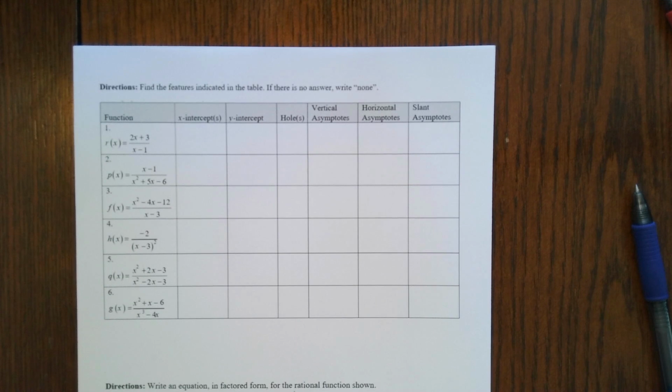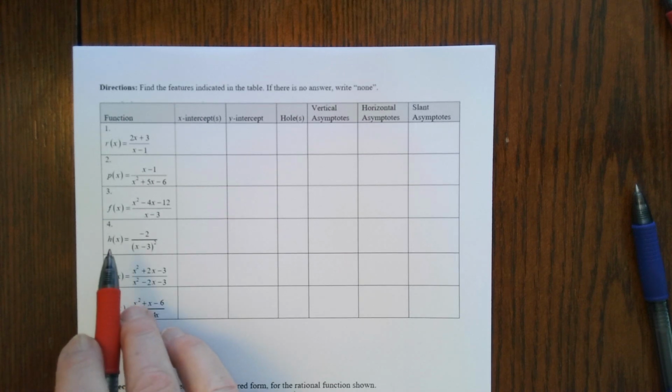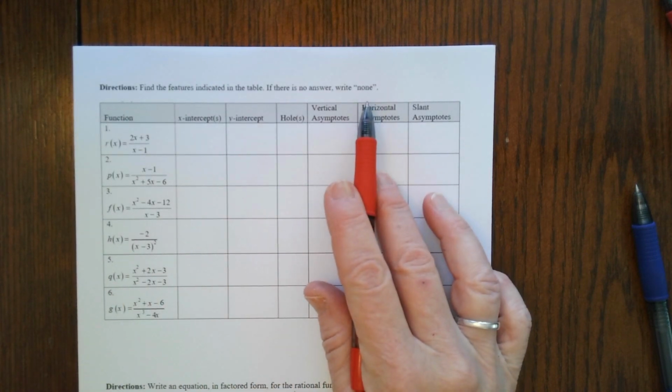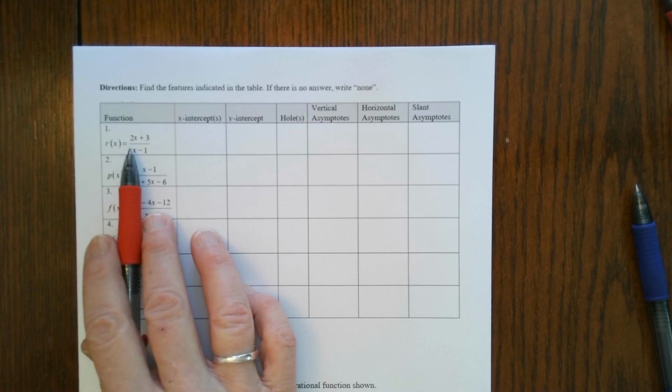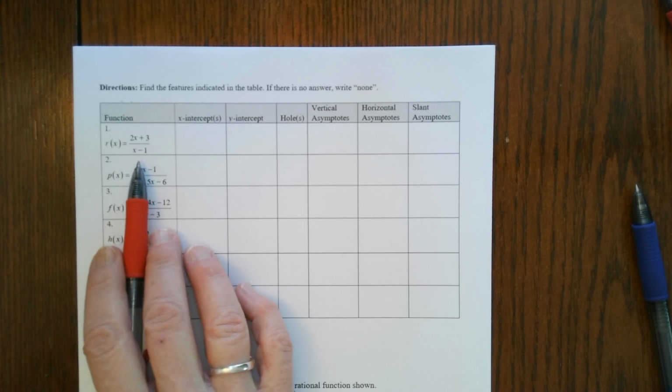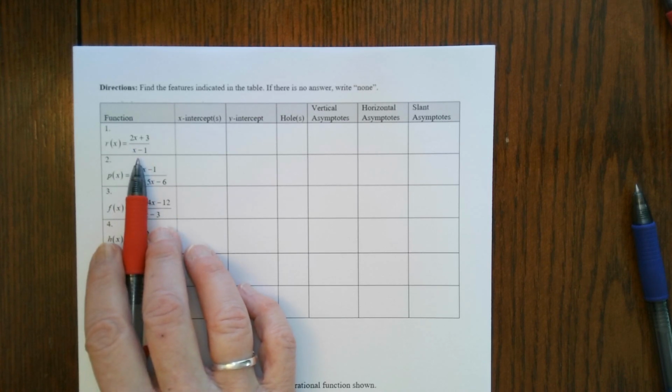Okay, so here is a series of questions to find different properties of rational functions. If the property doesn't exist, write none. And our first function is the numerator 2x plus 3 and the denominator x minus 1.